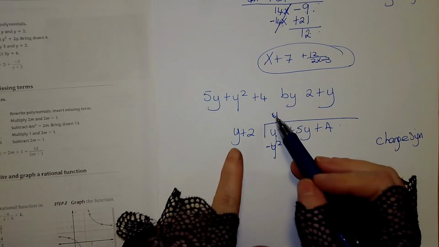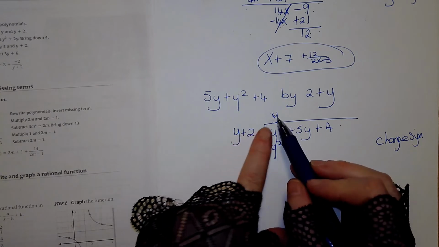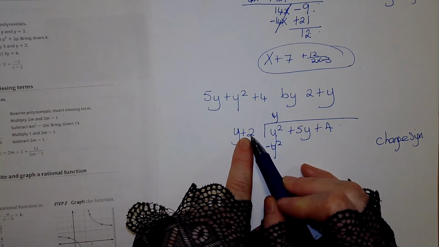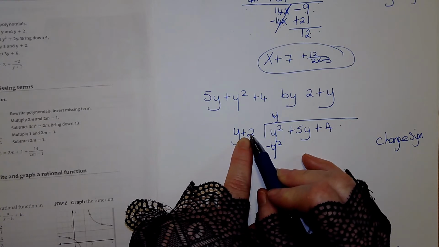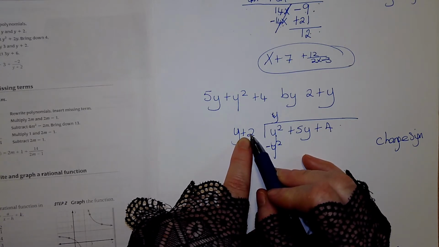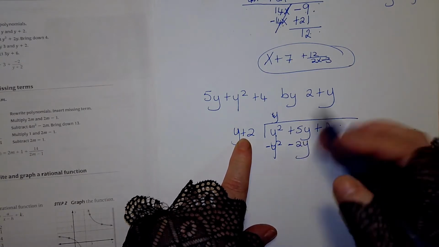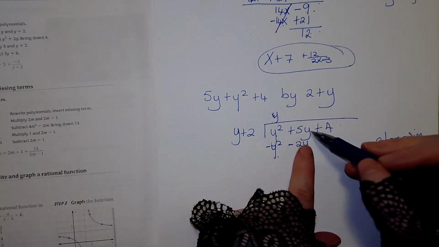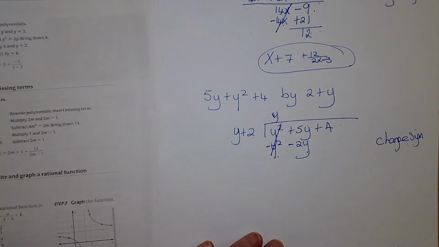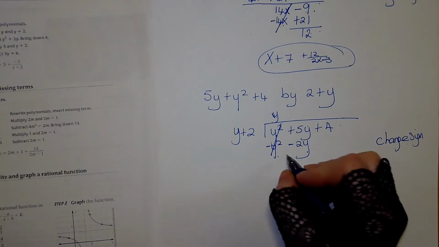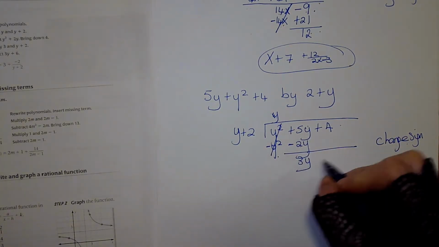So if I multiply y times y here, then obviously to keep balance, I've got to take the y and multiply it by 2. That's all you do. So y times 2 is 2y, but I'm not going to write plus 2y because I keep saying change a sign. So minus 2y. So see, you're lining up the y squares. You're lining up the y's, okay? So this cancels, so that tells me it's correct. 5y minus 2y is 3y plus 4.